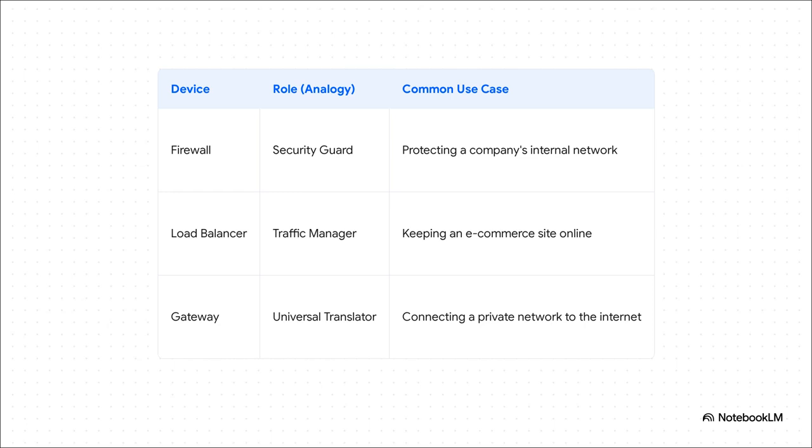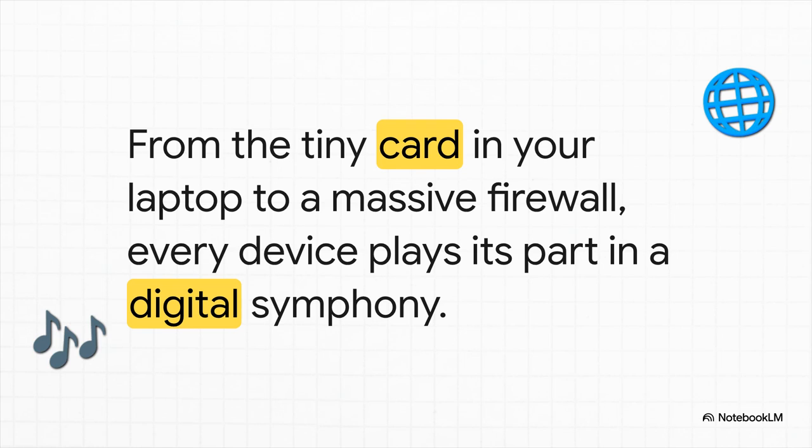So there are your guardians. You've got the firewall, acting as the security guard, the load balancer as the traffic manager, and the gateway as the universal translator. Every one of them plays an absolutely critical role in keeping the large-scale internet running smoothly and securely. So you see, in the end, the internet really isn't magic. It's more like this beautifully complex digital symphony. You've got everything from the tiny little card in your laptop all the way up to a massive corporate firewall. And each one is an instrument playing its part to bring the digital world to your screen in an instant.